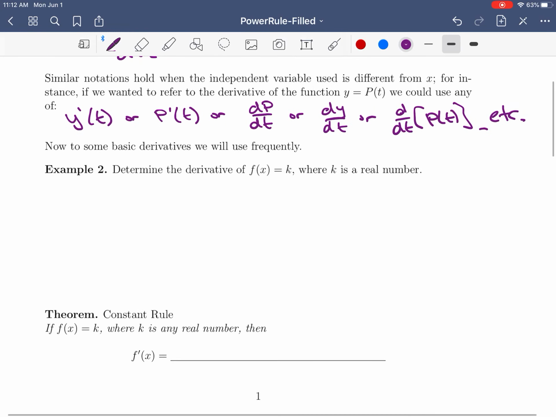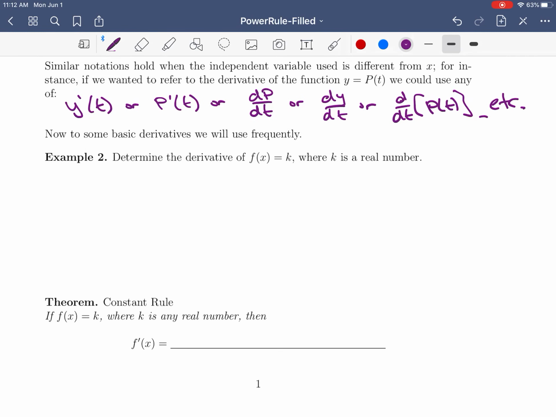Now to some basic derivatives that we use frequently, and I'm going to do all of them with the limit definition, since that's the only way we know how to do things right now. The first one I want to talk about is the derivative of a function that is just a constant. There are no x's here. If I wanted to use the limit definition, f prime of x is the limit as h goes to 0 of f of x plus h minus f of x all over h.